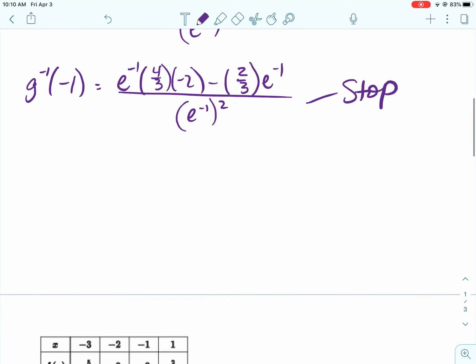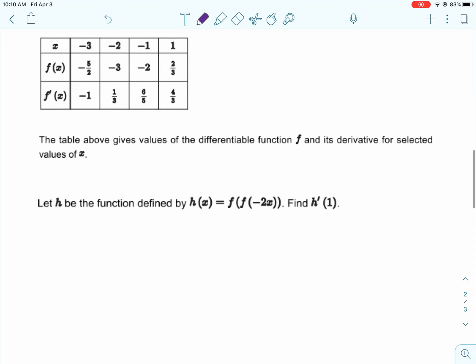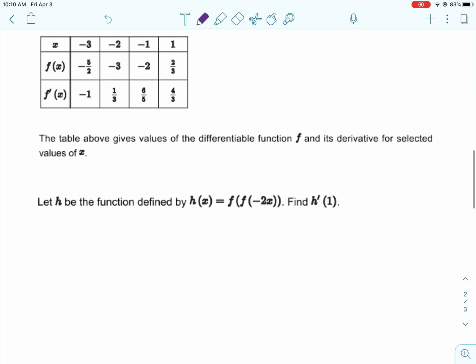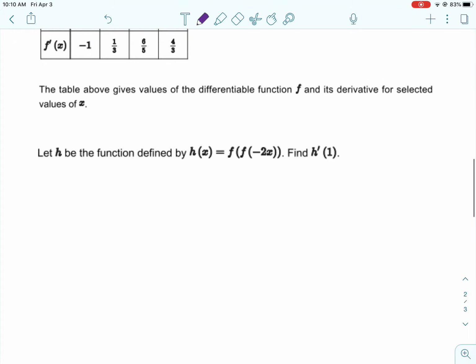And then stop. Don't do more where you might make a mistake and lose your points. That is what they're looking for. They don't care if you can multiply those together. Unless they tell you to write it in simplest form, stop.